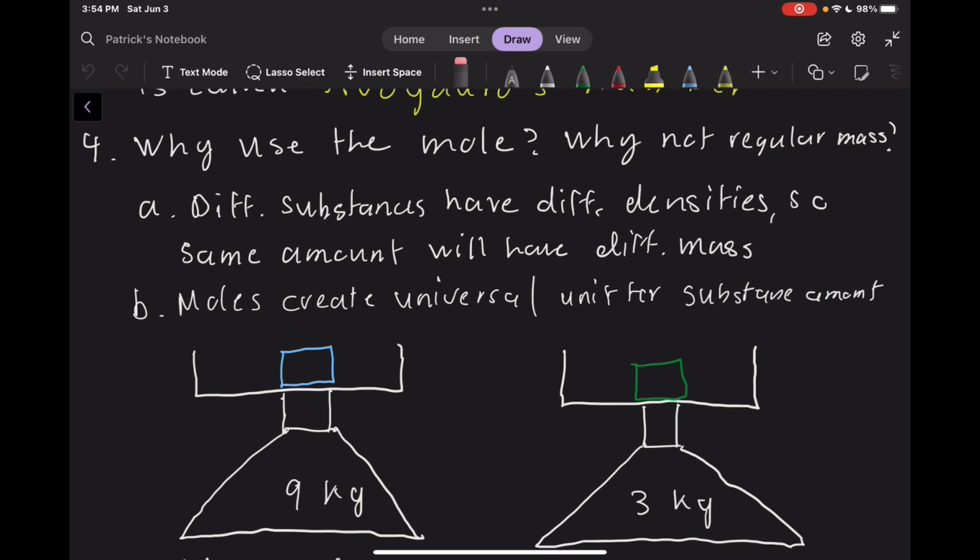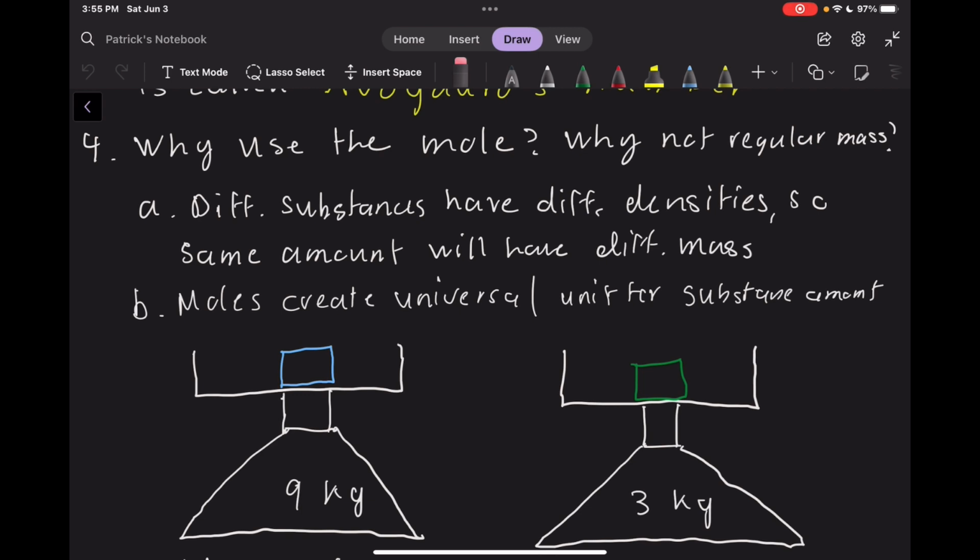It's a fair question to ask why we need the mole unit at all. Why can't we just use regular mass and measure it in kilograms? There are two reasons for this. Firstly, we have to remember that different substances have different densities, so a similar amount of substance will have a different mass. The mole serves as a universal unit that represents 6.022 e to the 23rd elementary particles of any substance.